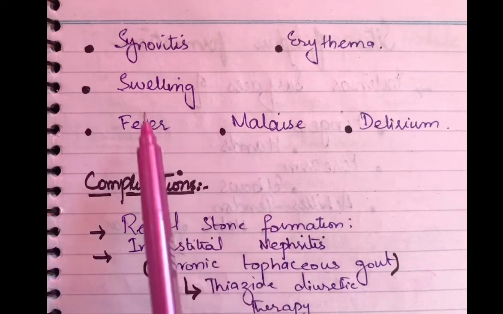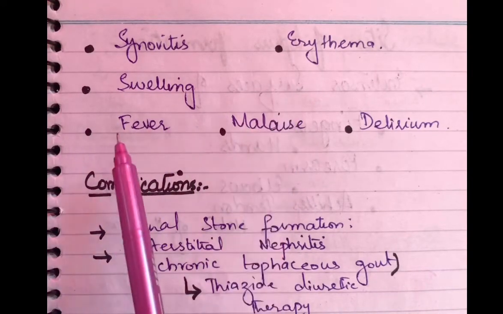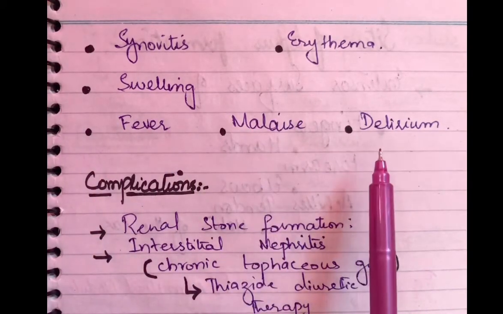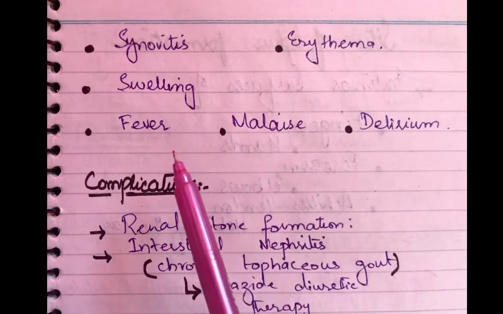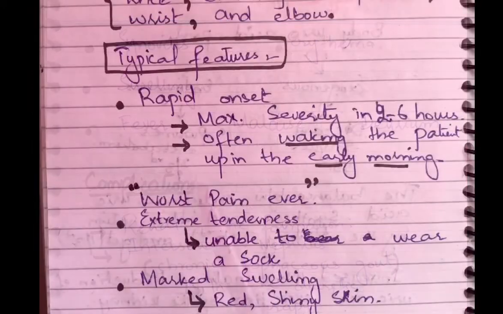What happens during the attack? We have synovitis, swelling, and erythema along with fever, malaise, and delirium. And what happens when the attack subsides? There is pruritus and desquamation of the overlying skin. These were the clinical features of acute gout.